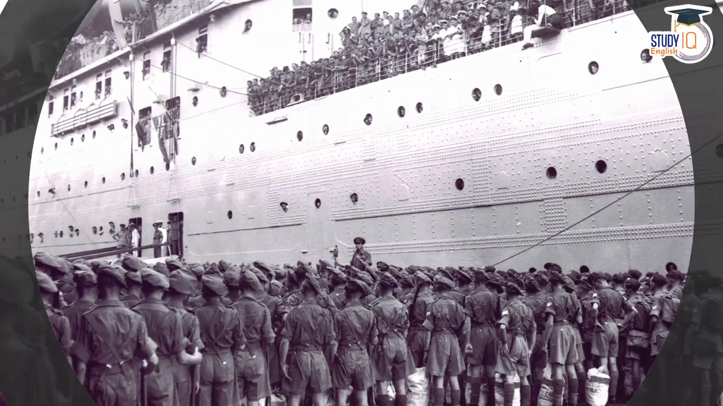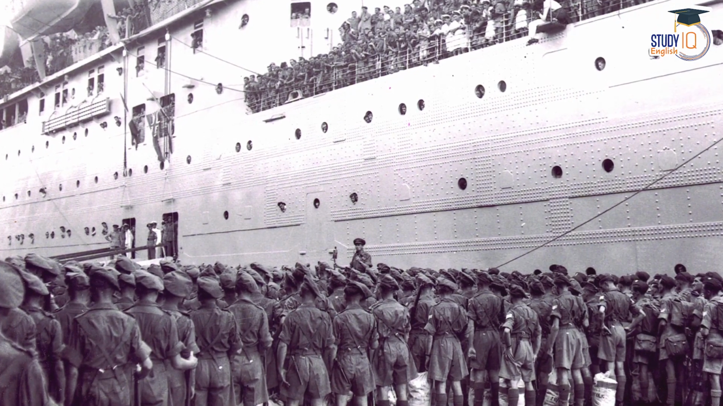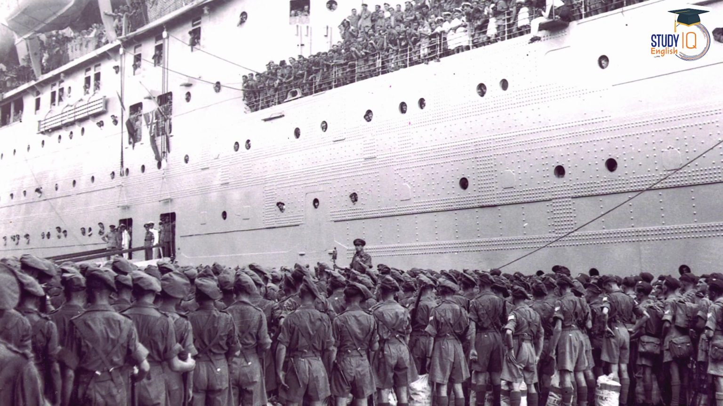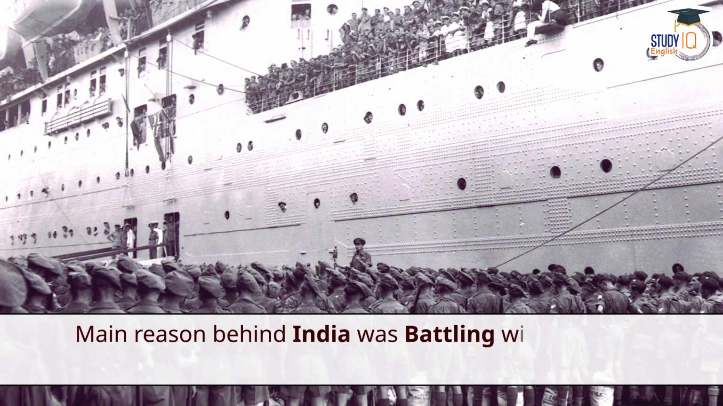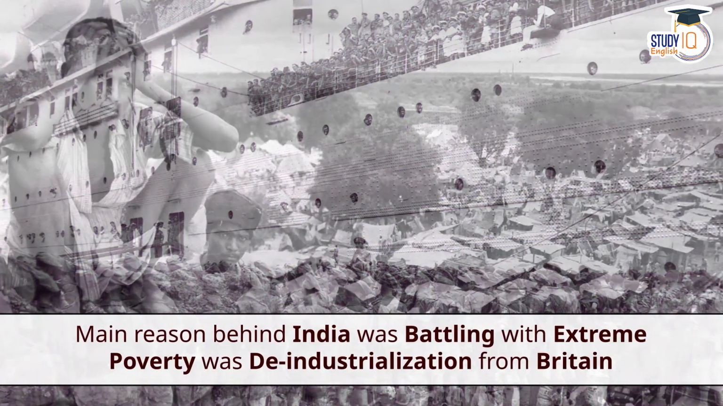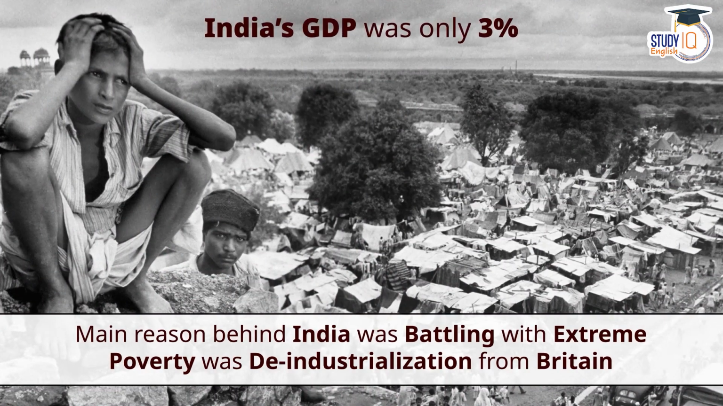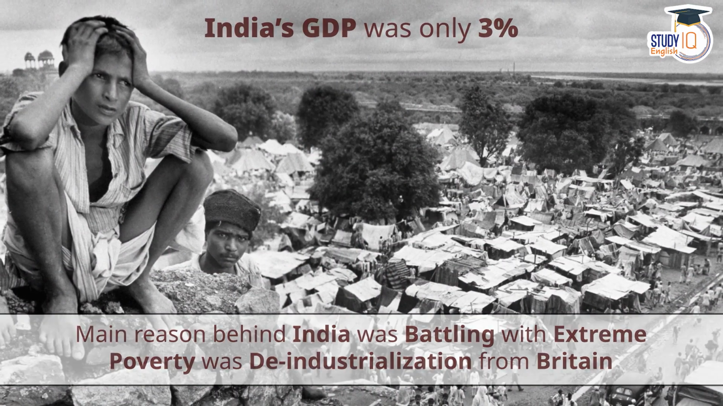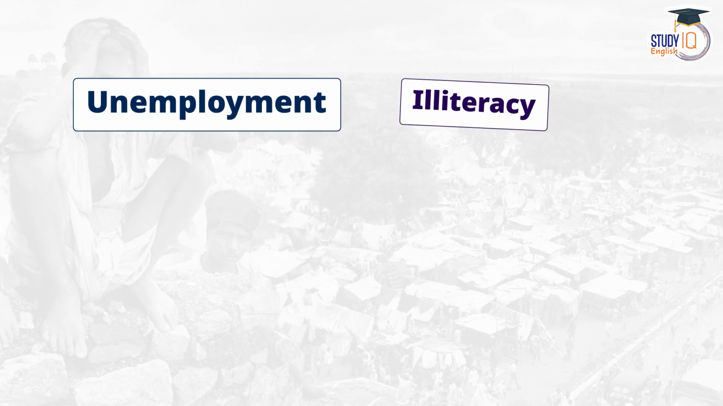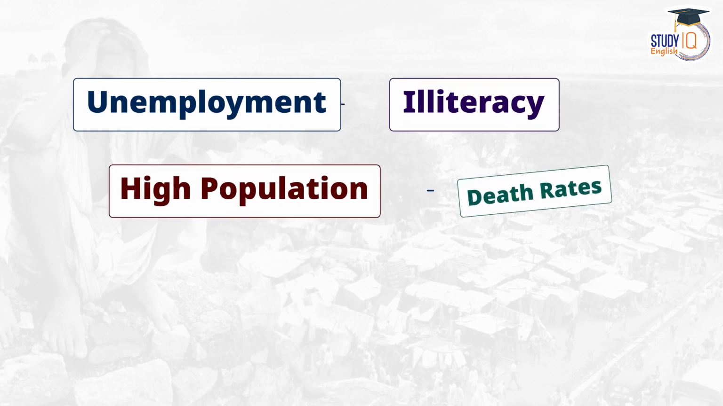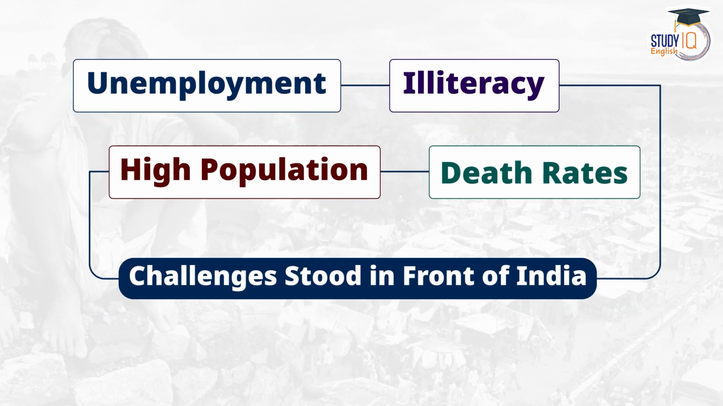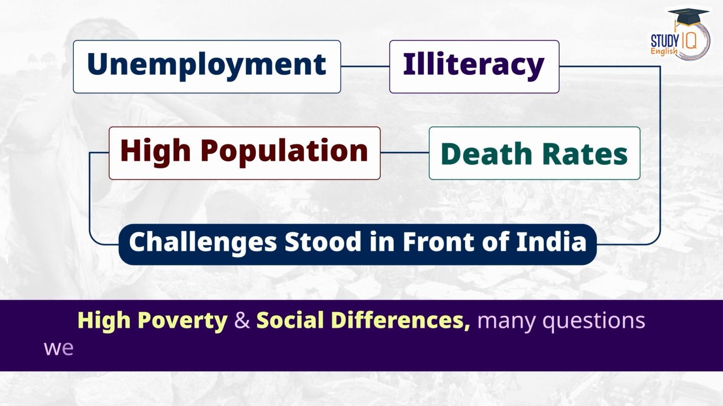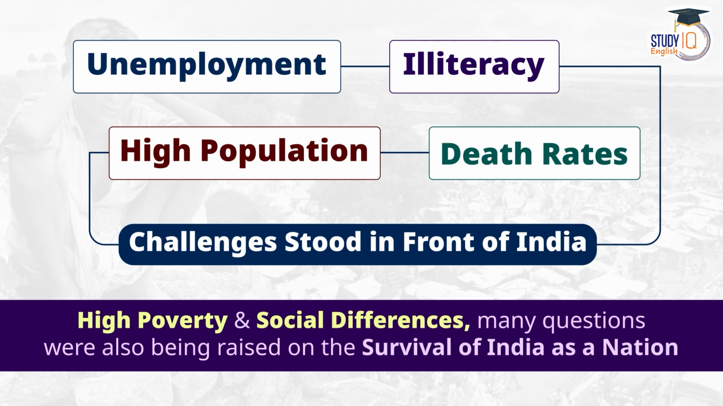By 1947, when the British left, India's economy was in shambles. Years of deindustrialization under British rule had pushed India into extreme poverty. India's GDP had dropped to 3%. It also faced unemployment, illiteracy, high population, and mortality rates. With such high poverty and social inequalities, questions were raised on India's survival as an independent nation.